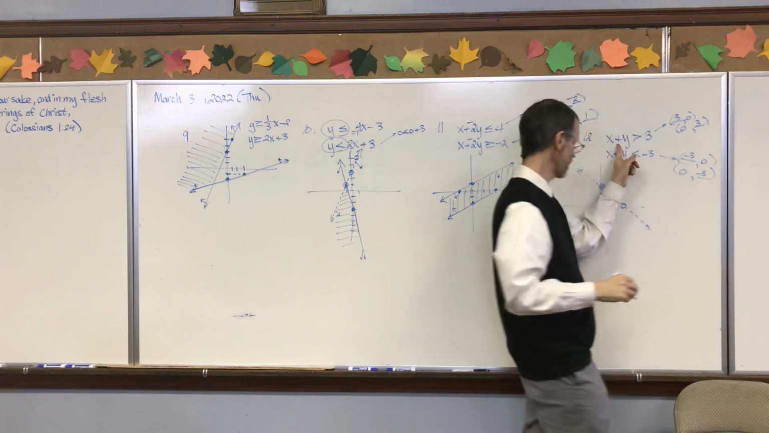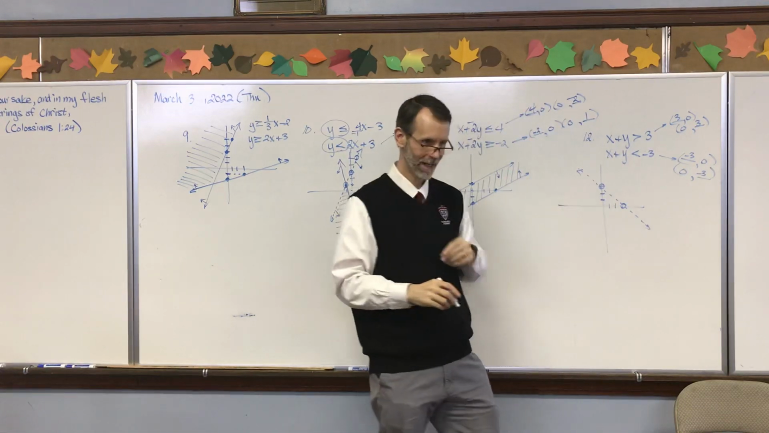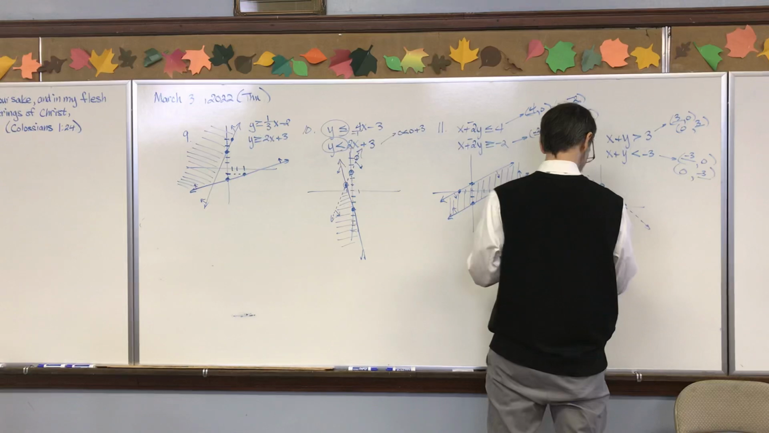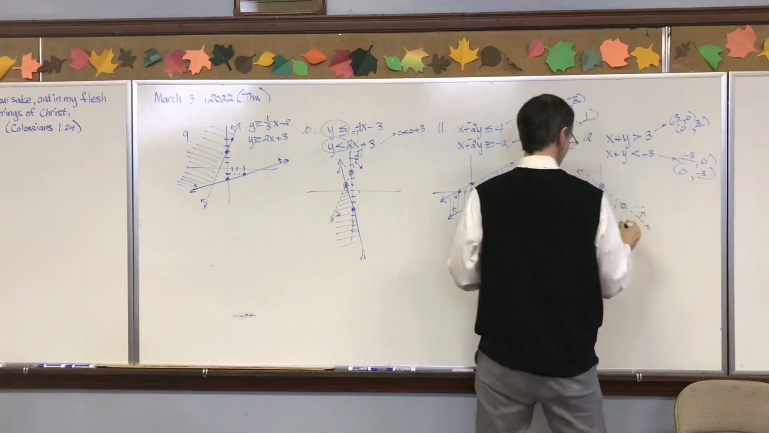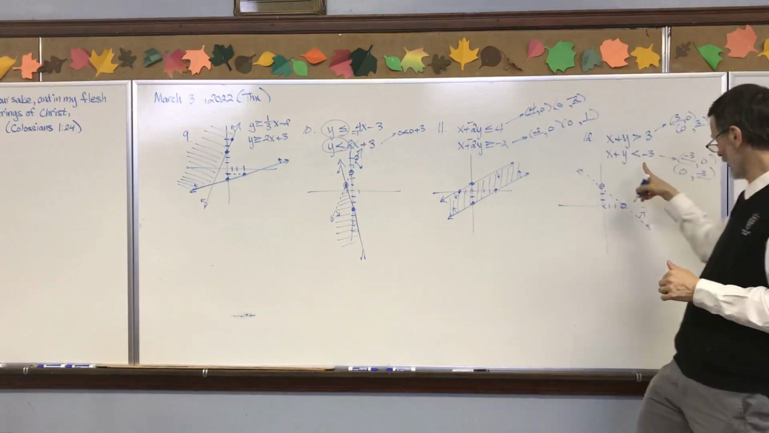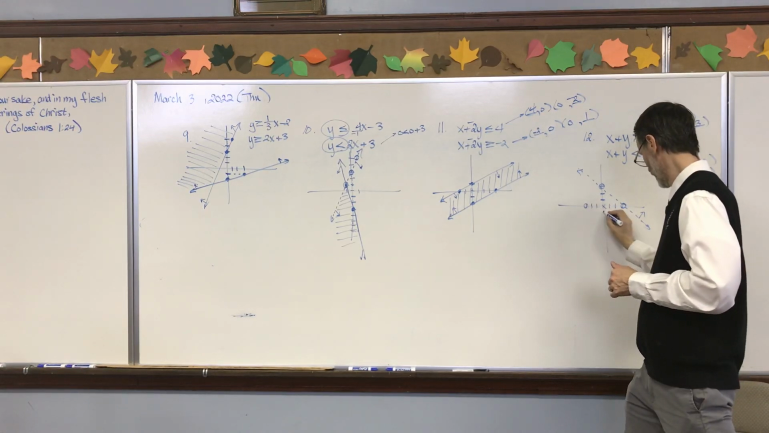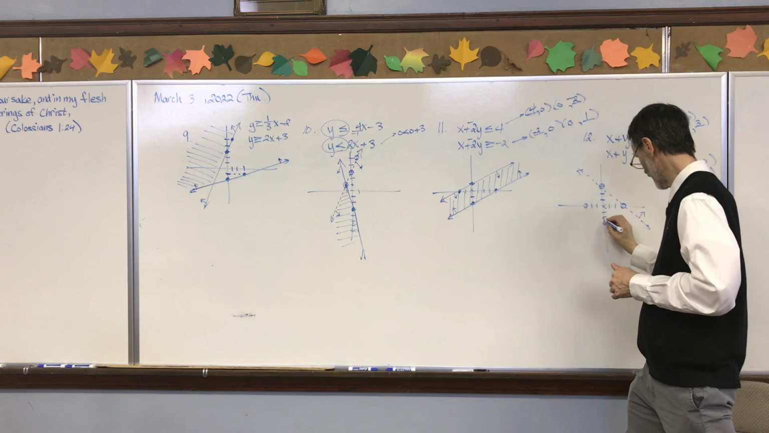Jenny, tell me, which way does this shade? Towards 0, 0 or away? Away. 0 plus 0 is not greater than 3, so it's false. Shades away. And then, Xavier, help me out. This is negative 3, open, and negative 3, open, dotted line.